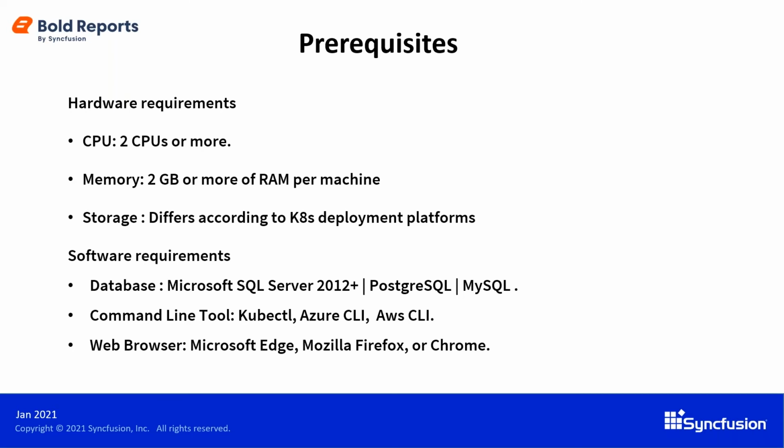We are giving support for SQL DBs like Microsoft SQL Server, PostgreSQL, or MySQL. You can choose any one of these SQL DBs, and please make sure your DB is accessible from outside the machine. And command line tools like kubectl are necessary for all the platforms you're going to deploy your application in Kubernetes. To access your cluster, you need to install AWS CLI or AKS CLI on your machine. You can choose any one of the web browsers like Microsoft Edge, Firefox, or Chrome.